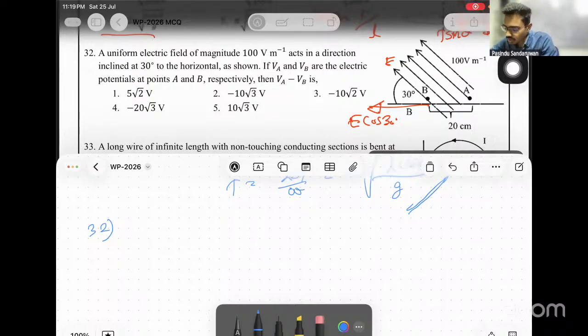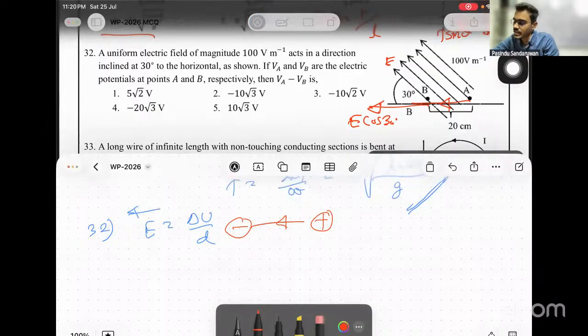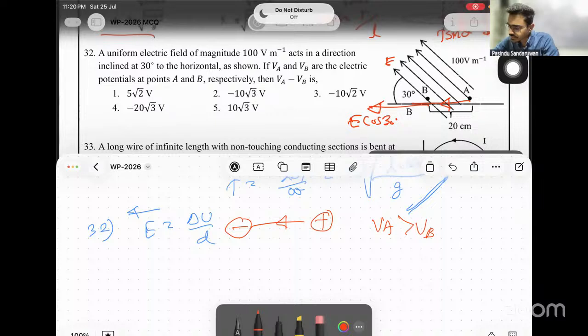Along this direction, I'm going to use E equals delta V over d. About electric field lines, we know the direction is always from plus to minus. Since the direction is from here to here, definitely A is positive, so VA is greater than VB. Then VA minus VB is a positive value, so we can remove all the negative answers.